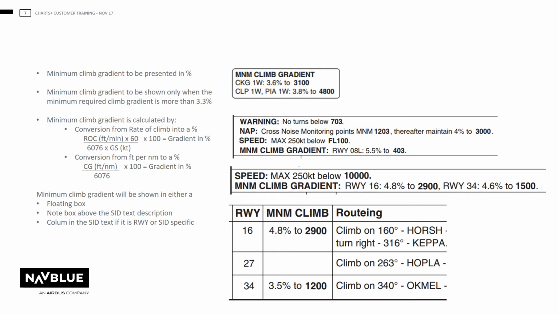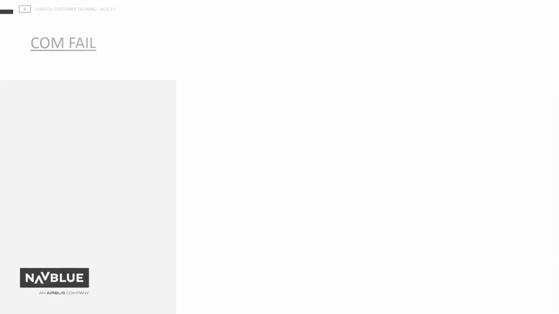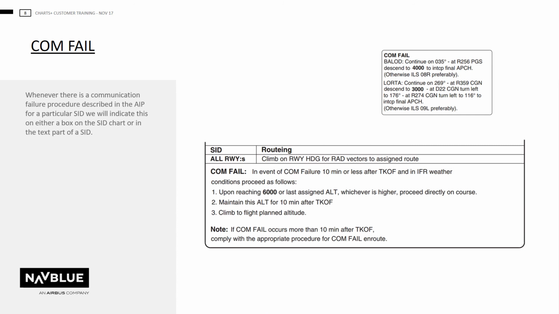Nav Blue will present minimum climb gradients only if the minimum climb gradient is more than 3.3%. It can be shown either in the SID text description, in a note box, or in a floating box. As previously mentioned, in general, COMFAIL could be found in the text pages. If the COMFAIL is relevant to the particular procedure, then the COMFAIL will be found on the SID chart.